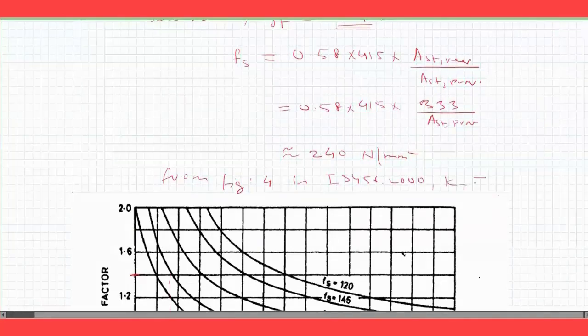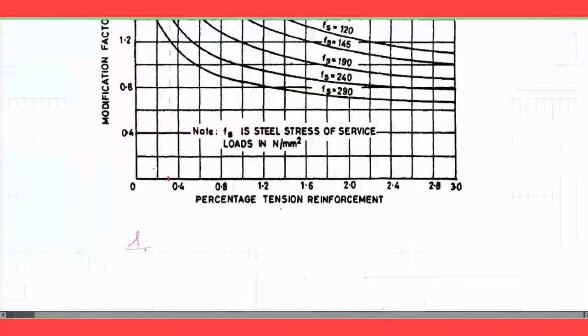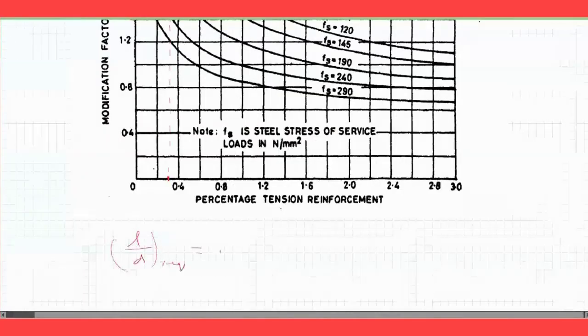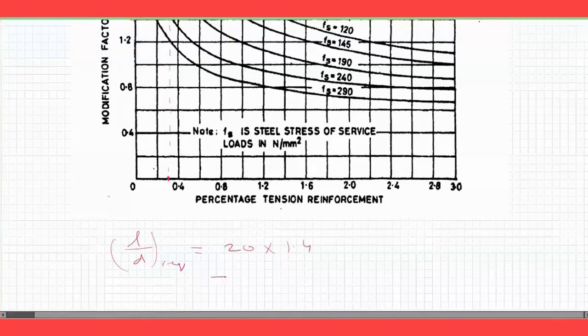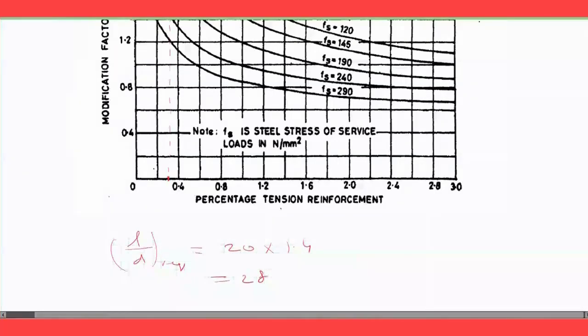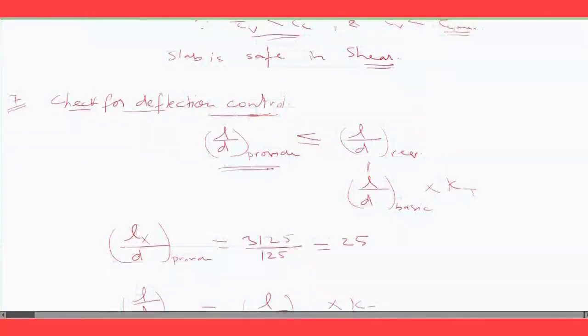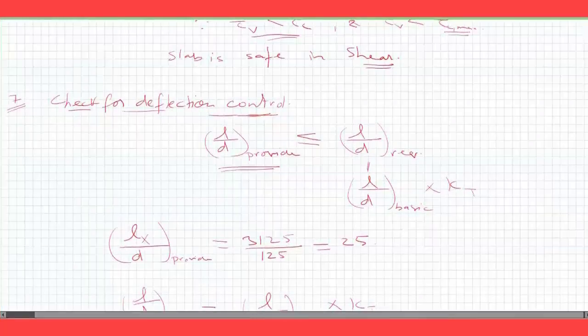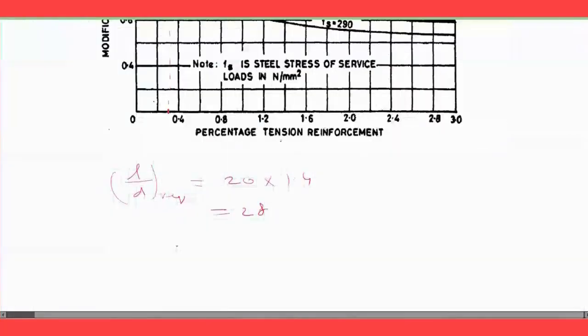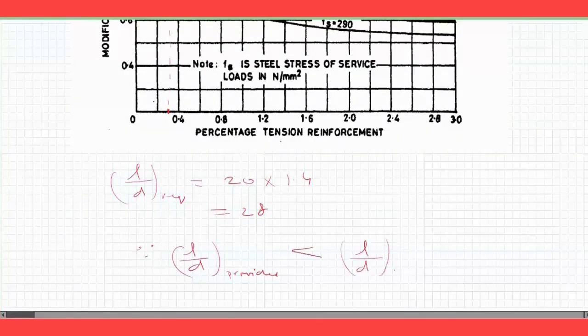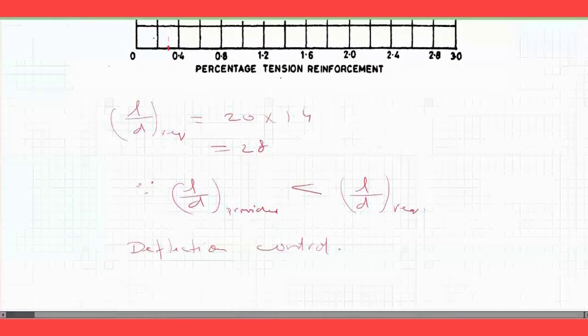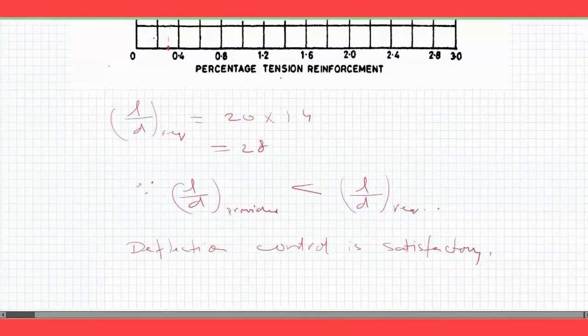So now what will be your L by D required? L by D required will be L by D basic, which is 20 into 1.4, which is 28. So we can clearly see this condition is satisfying. Provided is 25, required is 28. So I can write, since L by D provided is less than L by D required, deflection control is satisfactory. Okay. Since this condition is satisfying, we say deflection control is satisfactory.